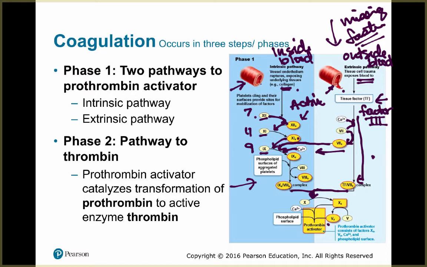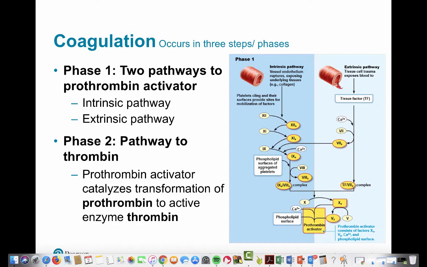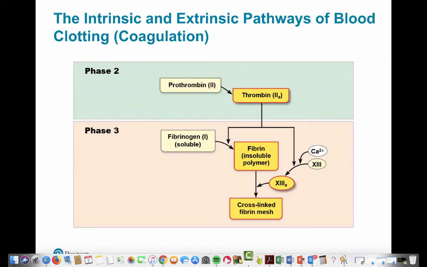And so the whole purpose of this is phase 1, right? So that we can basically get this prothrombin activator ready. And so this is going to consist of factors 10 active, 5 active, calcium, and phospholipid surface. That's negative because of the platelets. And then basically the reason why we want this is for phase 2 and 3.